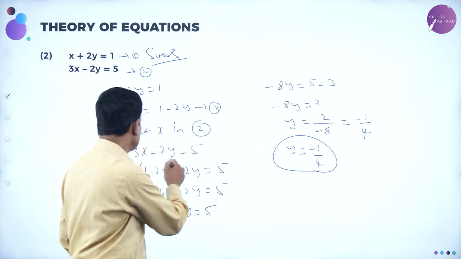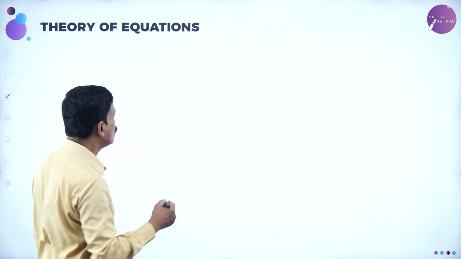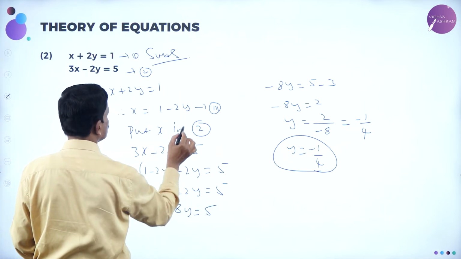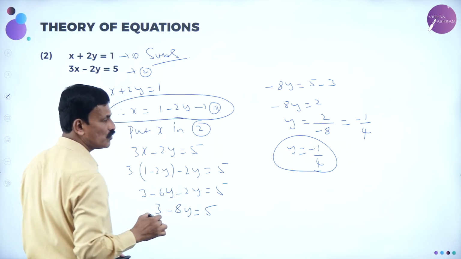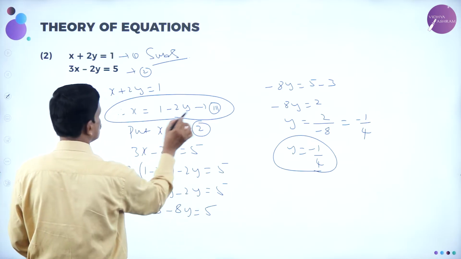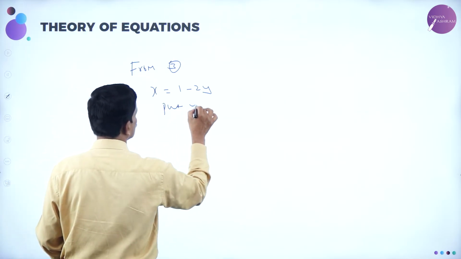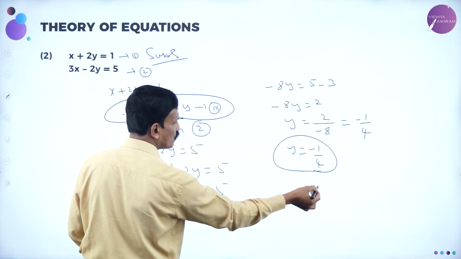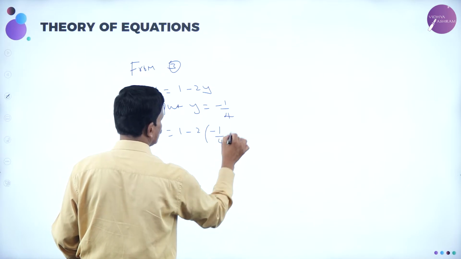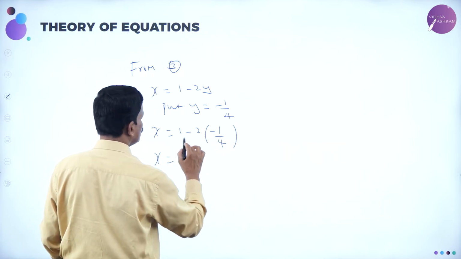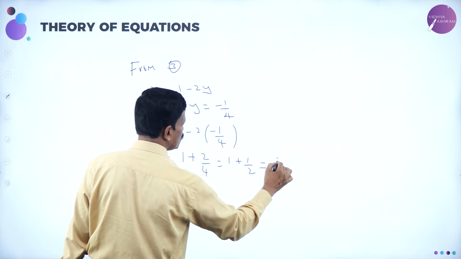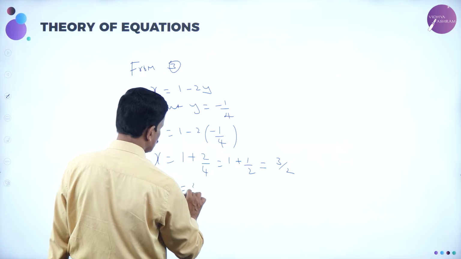Substitute this value of y in this equation for x. That's equation number 3. So from 3, X is equal to 1 minus 2y. Now put y is equal to minus 1 by 4. X is equal to 1 minus 2 into minus 1 by 4. X is equal to 1 minus into minus, plus 2 by 4. That is 1 plus 1 by 2, which is 3 by 2. X is equal to 3 by 2.